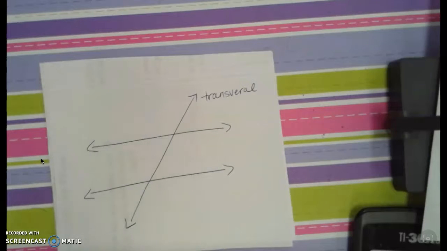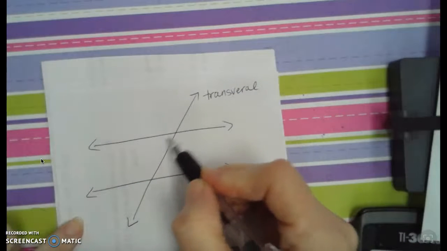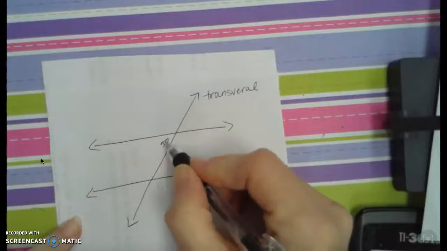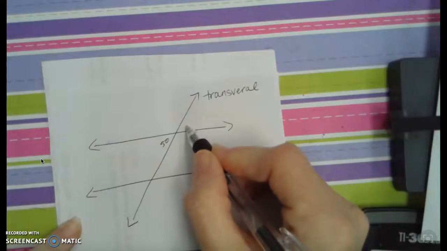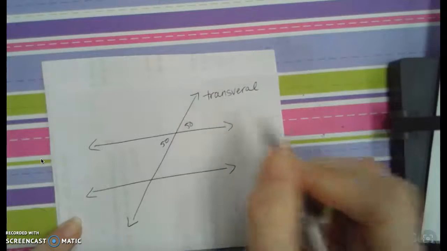So hopefully, stay with me. I know this is a lot being thrown at you. We know that these two are vertical. So if I tell you up front that this is 50, you also know that this is 50 because these two are vertical angles. Okay, so now we've got that down pat.